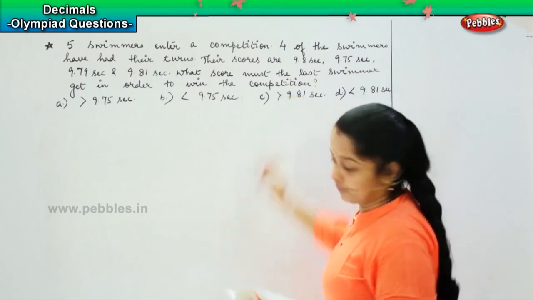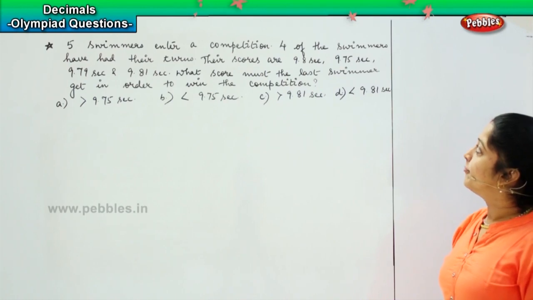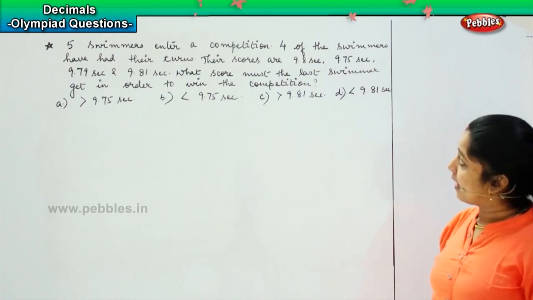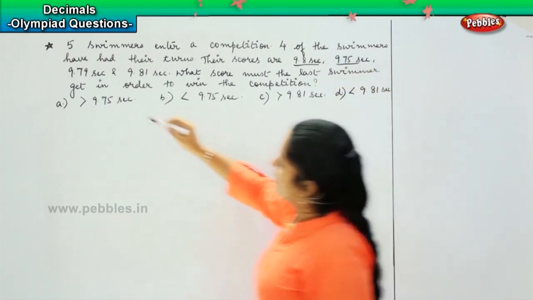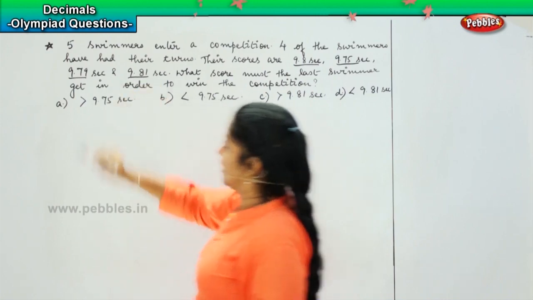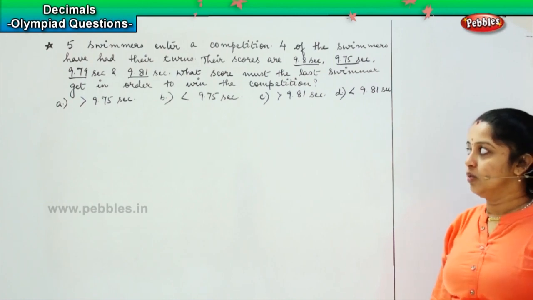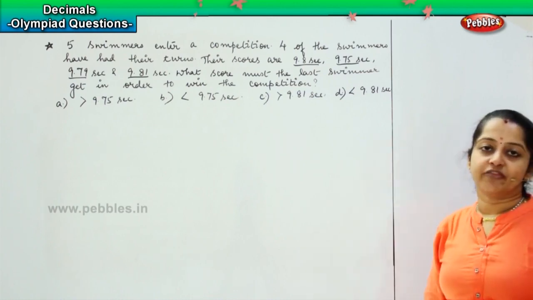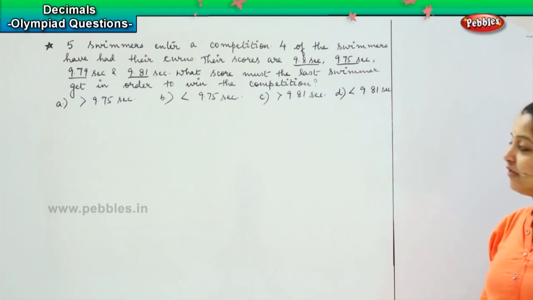So did you understand the question here? They say that 5 swimmers enter a competition. 4 of the swimmers have had their turns. So 4 of them have already completed their turns. And the scores were: one had 9.8, the other one had 9.75, the third one is 9.79, and the fourth one is 9.81. Now, what should be the score of the last swimmer in order to win the competition? If the last swimmer had to win the competition, which of these scores should he defeat? Is it greater than 9.75, or less than 9.75, greater than 9.81, or less than 9.81?